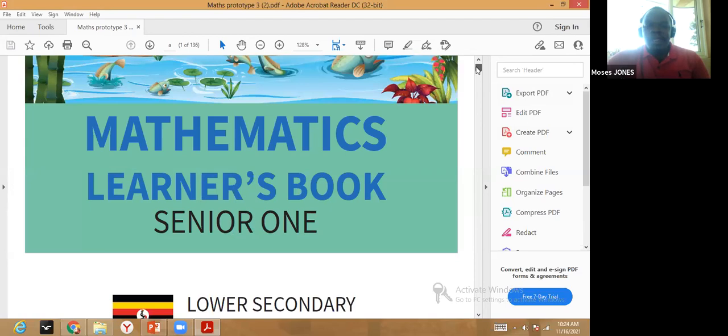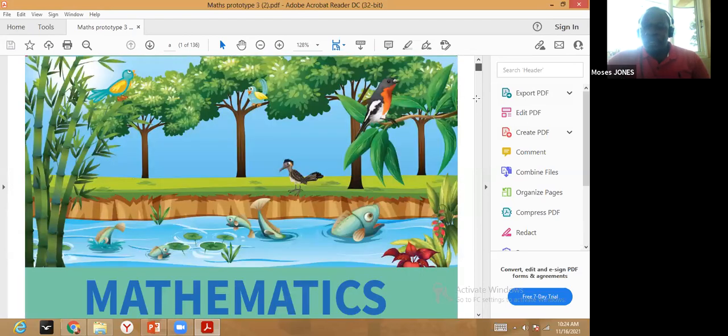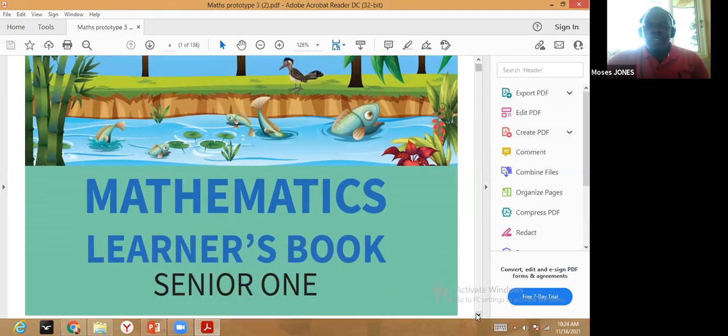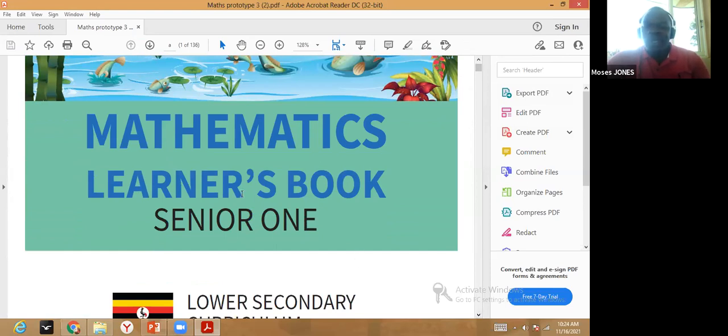So this is the book. By the way, be careful which book you're supposed to get. Your book is supposed to be the learner's book, not the teacher's book. Those two books look similar, so look at the learner's book. Don't go for the teacher's book. The teacher's book may not help you much. So make sure you have the learner's book.